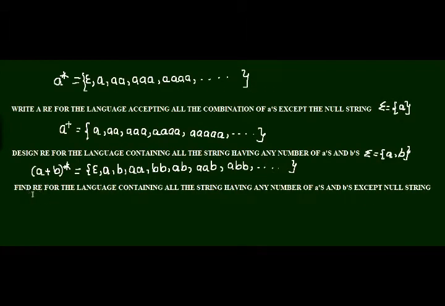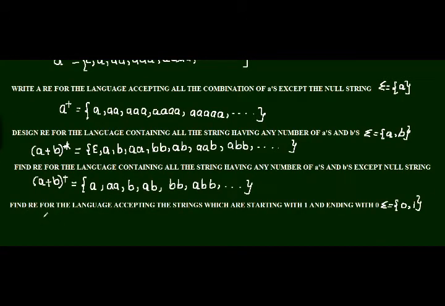One more question written over here. Find regular expression for the language containing all the strings having any number of a's and b's except null string. So that means there won't be null string. It can be either a, or it can be b, or it can be a square, b square, or it can be ab, or a square b, a b square, or a cube b, or any combination of a and b excluding null value. So we can rewrite this as a plus b the whole power plus.